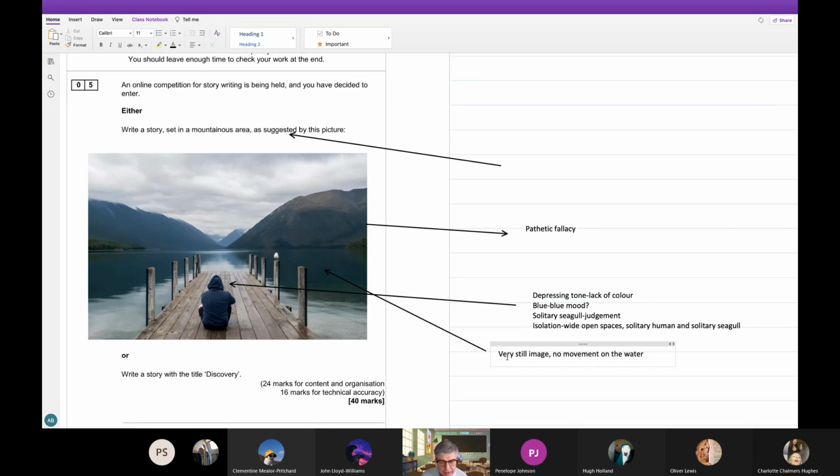It's really still, so there's no movement on the water. Symbolically, what could you link the water to for your character here? If that character was feeling angry in that image, what would be happening on the water? Waves, wouldn't it? So again, the fact that it's really still, you can think about it, is this reflective of inner calm, peacefulness?